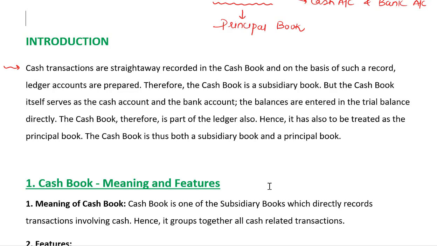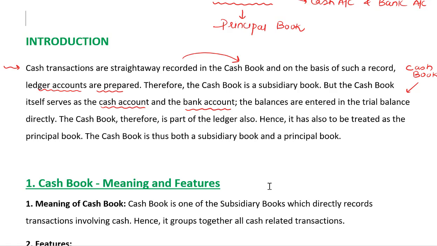So cash transactions are straight away recorded in the cash book, and on the basis of such record, ledger accounts are prepared. Therefore, the cash book is a subsidiary book, but the cash book itself serves as a cash account as well as bank account. The balances are entered in the trial balance directly from here. So, from cash book, we can enter the balance directly to where? To the trial balance.